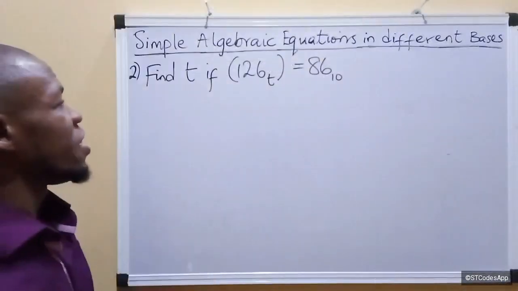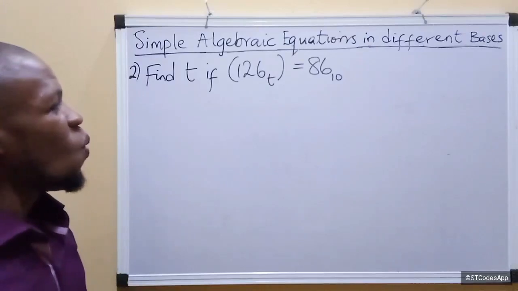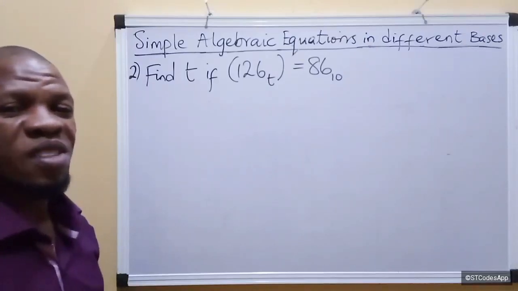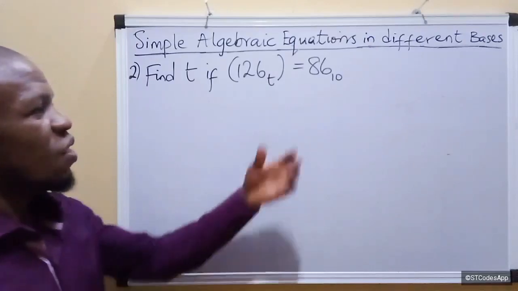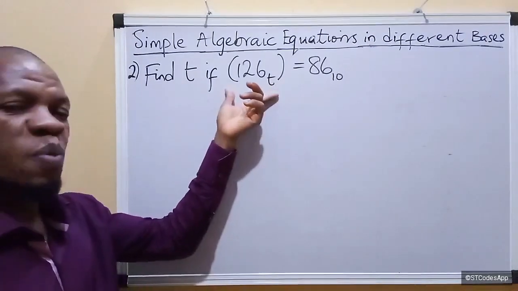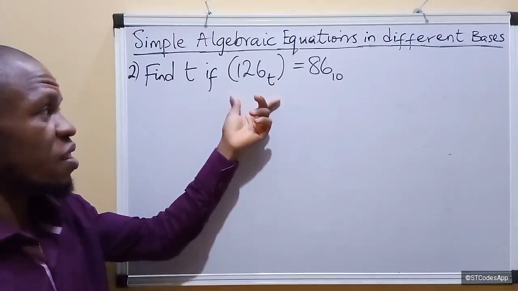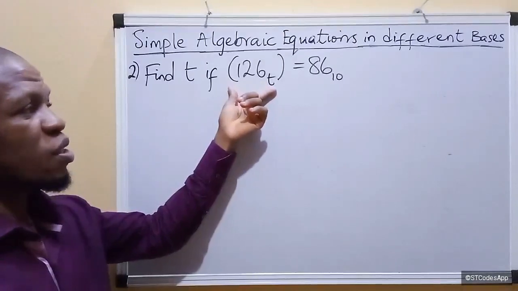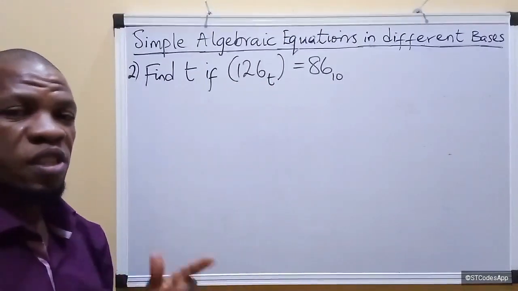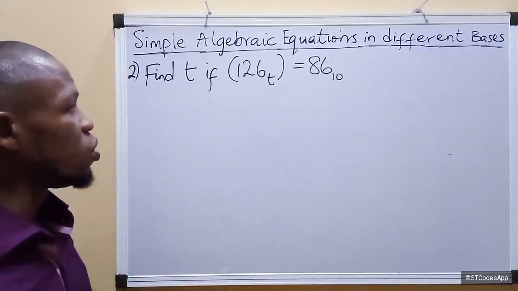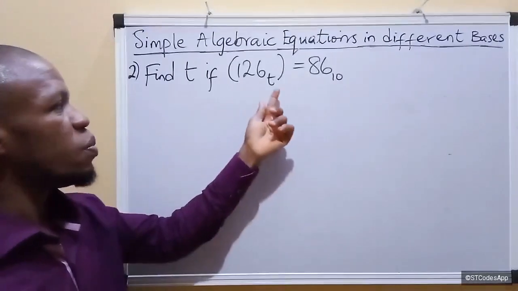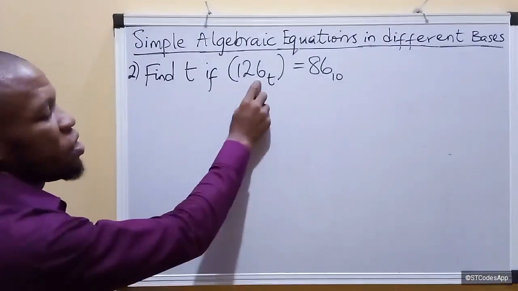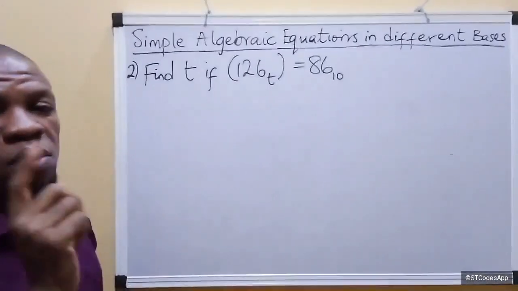The next problem we're going to solve says find t if 126 in base t is equal to 86 in base 10. Now this is in base 10, and this is in a base that is unknown to us, which we are meant to find. We're going to solve this problem by converting this number to base 10 using expansion. So what do we do? We're going to multiply each digit by the base raised to the power of the position of that digit minus 1. Now since we have 3 digits here, minus 1 gives us 2.